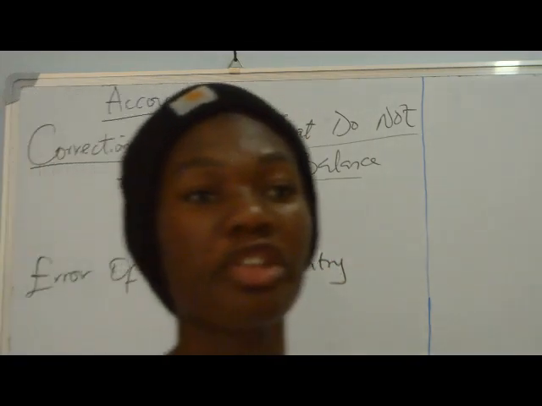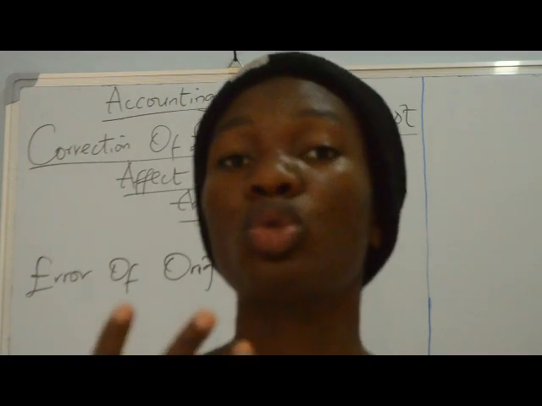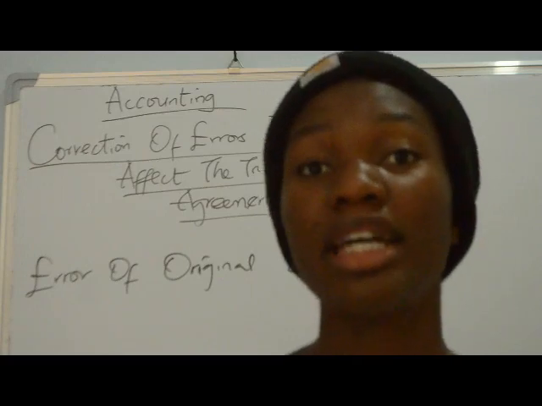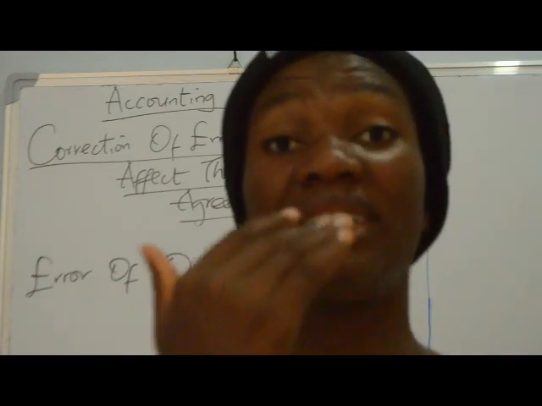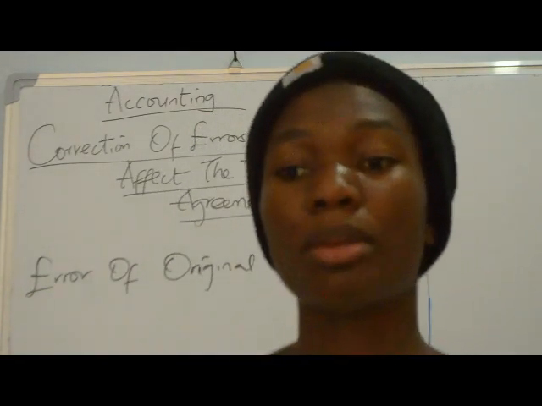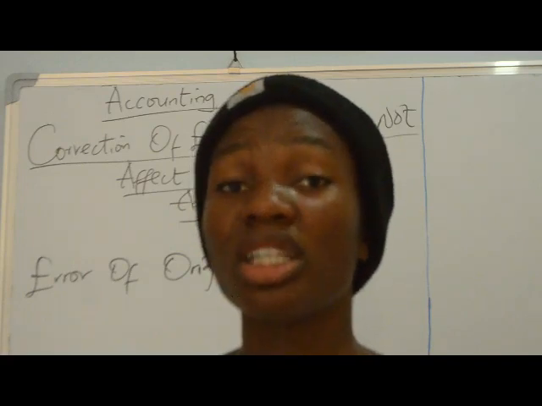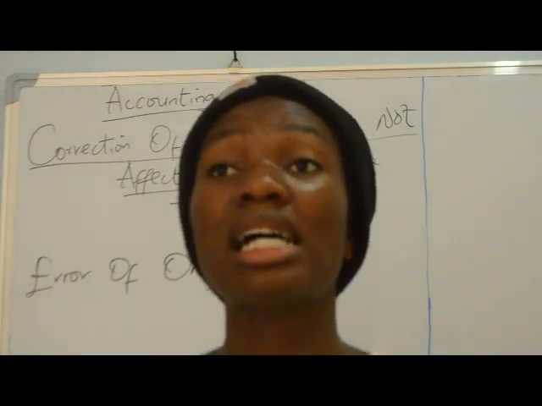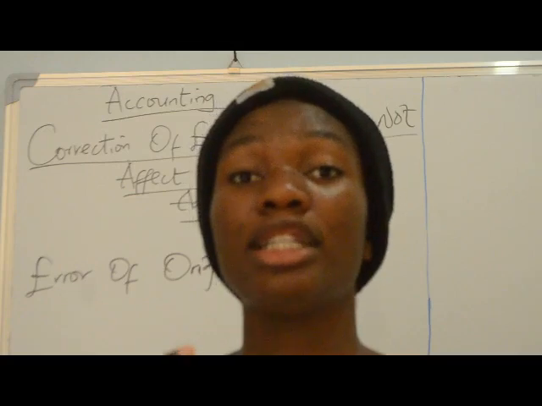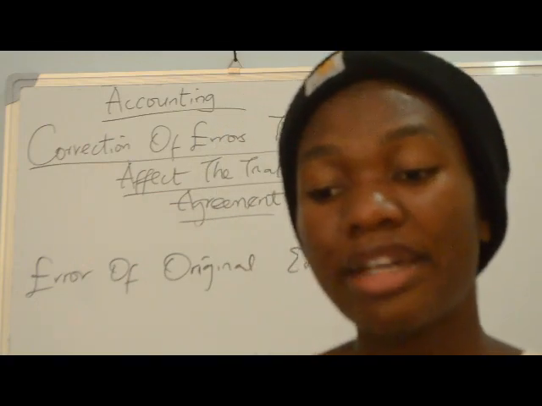An error of original entry is simply an error where a wrong amount was entered in both accounts. The account was debited or credited correctly, but the mistake was in the amount. So here we'll be balancing our accounts by making the necessary transaction. If there was a mistake in our amounts, that amount will either be an undercast or overcast figure. By correcting the error, we'll be taking the adjustment to meet up with the amount required. Now I'm going to take a first example.